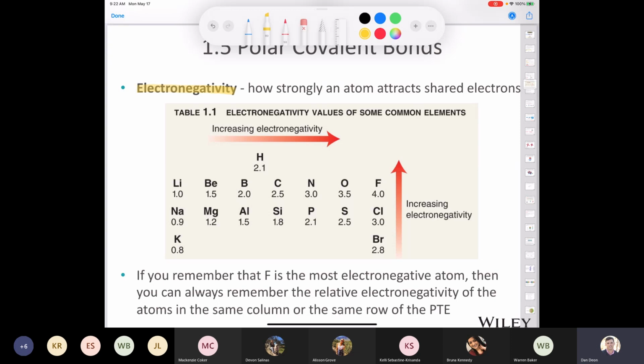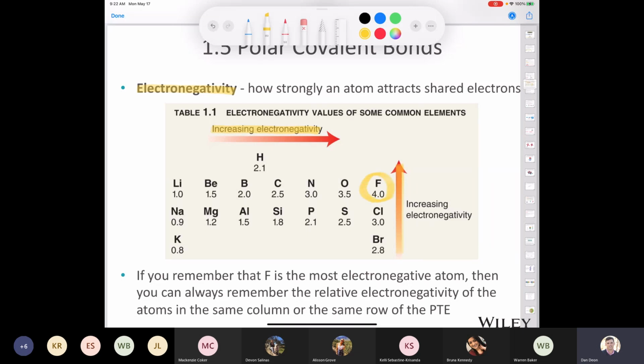And so we have the electronegativity scale here. This is table 1.1, comes straight out of your textbook, and you can see that the trend of electronegativity is that it increases going from left to right across a period, and it increases going up a group. And fluorine is the most electronegative of all of the elements.